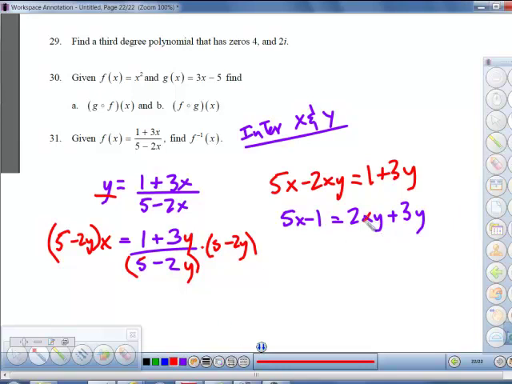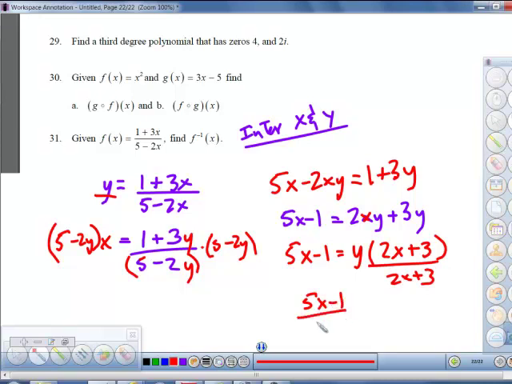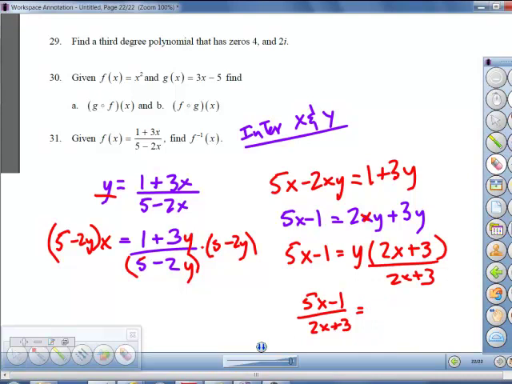Now, something that we've learned a while back is if I have two terms that have a common factor, I could factor out that and write it as a single y. Do you guys see that? Okay, now to get the y by itself, I divide both sides by 2x plus 3. And so I have 5x minus 1 divided by 2x plus 3 equals y. So that's the inverse. The only thing I'd change is just rewrite the y with f inverse of x.